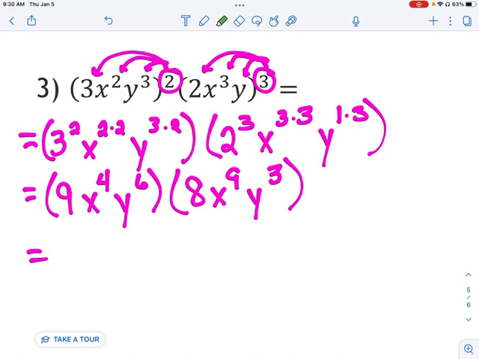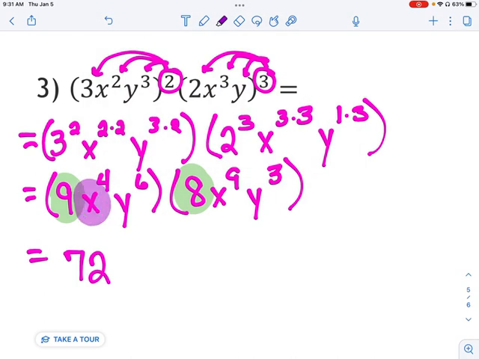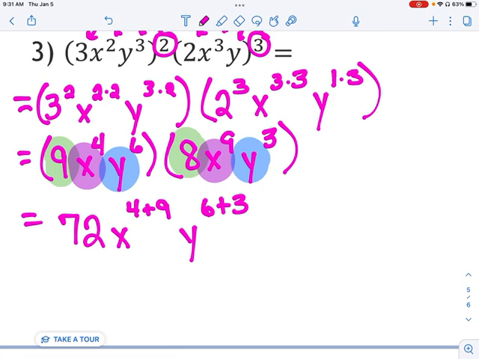Now we're going to find our common bases and our coefficients. So 9 times 8, that's 72. I have a common base of x. So I'm going to go x to the 4 plus 9. And then I have a common base of y. And that's going to give me y to the 6 plus 3. So then my final answer, when I put it all together now, is 72, x to the 13th, y to the 9th.